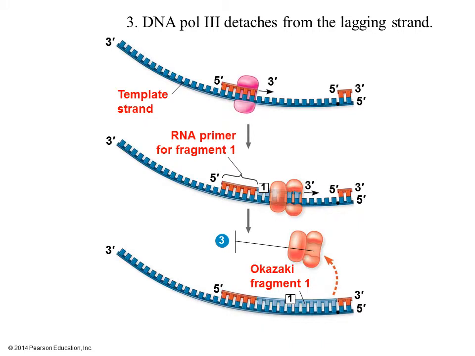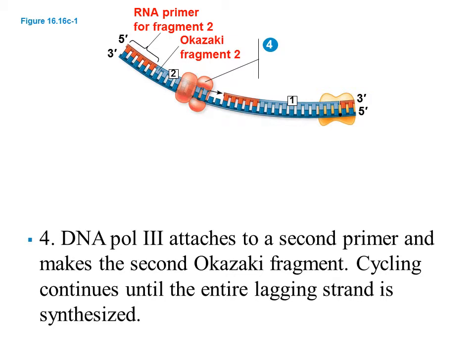DNA polymerase 3 is going to then detach from the lagging strand. DNA polymerase 3 is then going to attach to the second primer. Then it will read from 3 to 5 and synthesize from 5 to 3, starting at the extreme 3' end of the primer, and it will make the second Okazaki fragment. Cycling will continue until the entire lagging strand is synthesized.